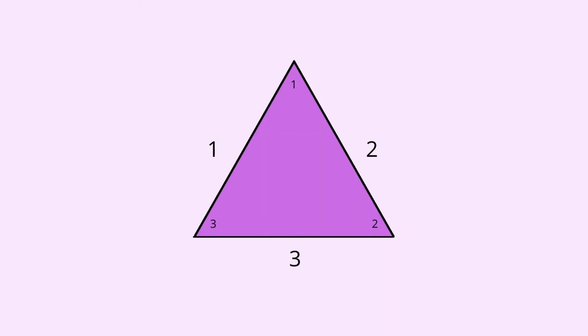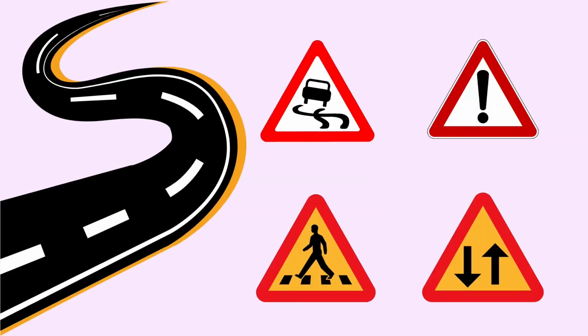Any 2D shape that has three straight sides and three angles can be referred to as a triangle. When you go on a road trip with your parents, you'll probably see a lot of road signs in the shape of a triangle on your way. There are many other things we can talk about over the topic of triangles, but let's save that for another video.